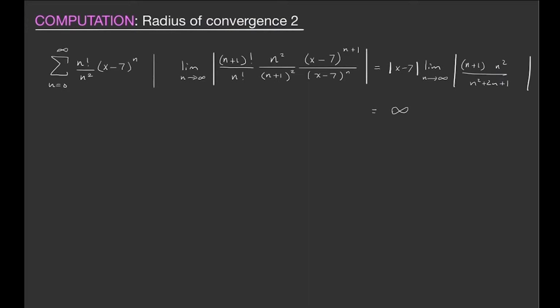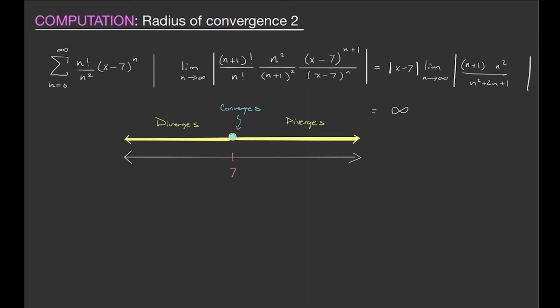Now what this means is, even though we have convergence at 7, since this is a power series centered about 7, since the limit is going to be infinity, it will never be a finite number, and certainly never be less than 1, for any x value except for 7. Therefore, no matter what x is, if it's not 7, then you're going to get infinity, and infinity is certainly larger than 1.